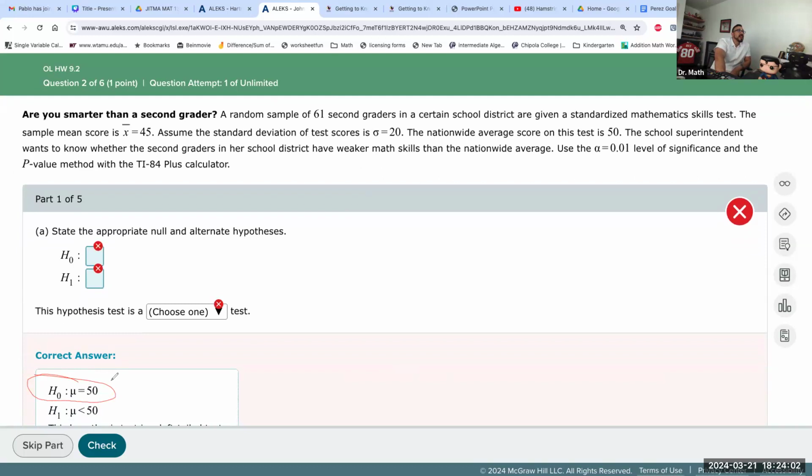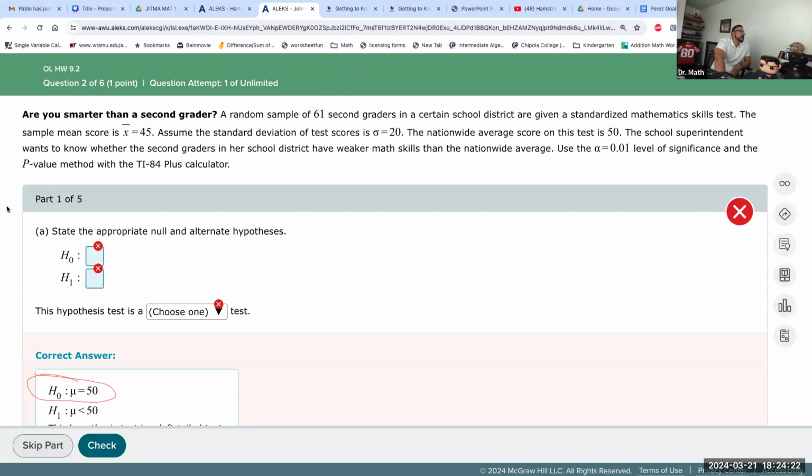So we don't have enough evidence to support the claim, right? We don't have enough evidence to support the superintendent's claim that second graders in her school district have weaker math skills than the nationwide average, right? So that is what we're gonna write at the very bottom.